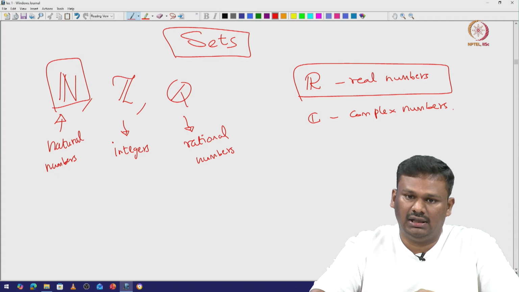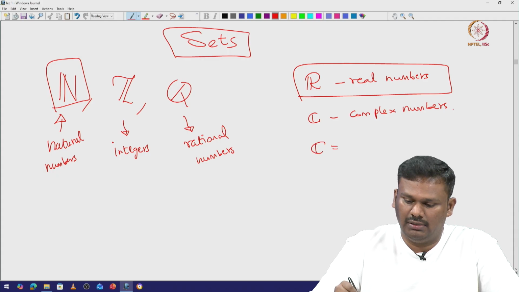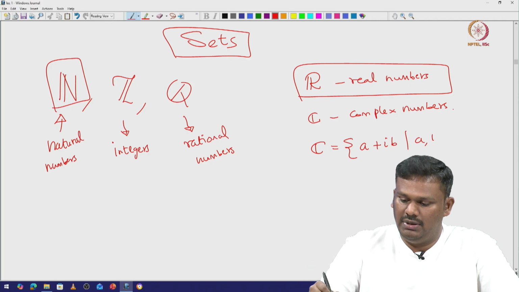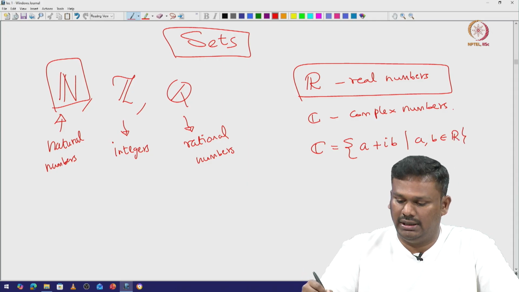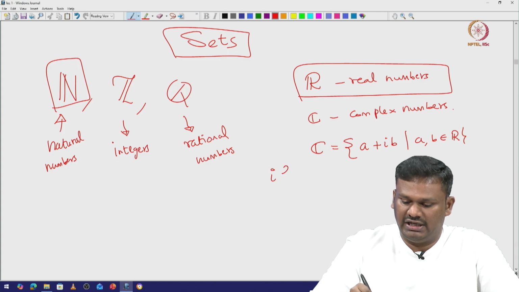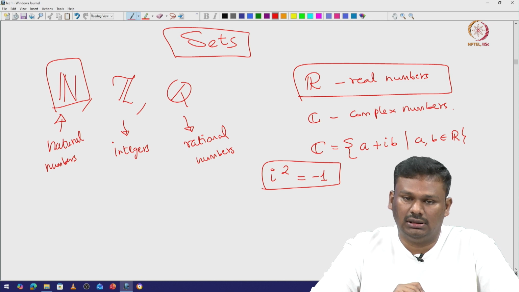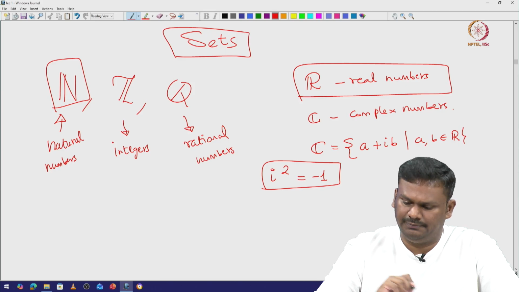Once we have real numbers, complex numbers are nothing but elements of the form a plus ib, where a and b come from R, and this i is a symbol that satisfies the property that i squared equals minus 1. One can make this more rigorous, how to construct complex numbers from real numbers, and that will be done in the later part of the course when you are introduced to rings.